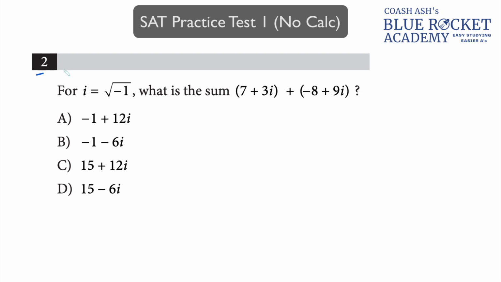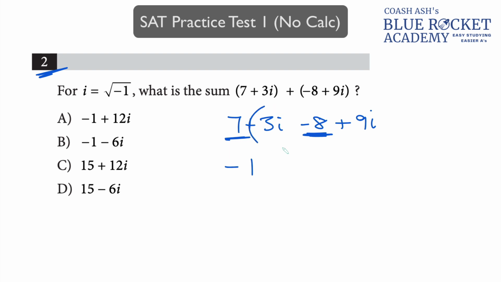Another easy problem from the SAT no calculator section. You are just asked to add these guys. So whenever you have a plus sign here, just get rid of these parentheses and these parentheses here. So you're just going to write it down as 7 plus 3i minus 8 plus 9i. Now you have to group the like terms. You cannot add this and this, but only this part you can add with this. So 7 minus 8. You can even think about it as $7 minus $8. So what is that? 7 minus 8 is -1.